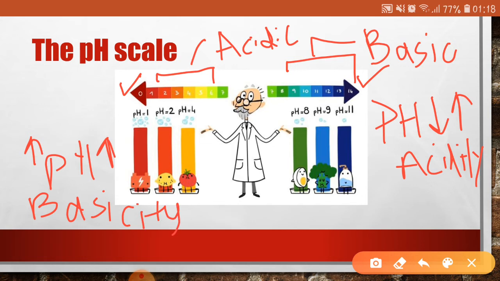You have to memorize this. Smaller the pH, higher will be the acidity. For example, if we have two solutions, solution A and solution B, both are acidic in nature.